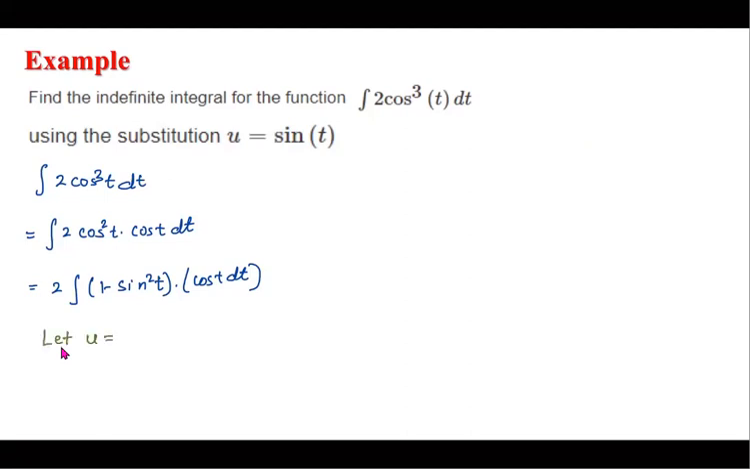Let u equal sine t. That means du over dx is equal to the derivative of sine, which is cosine t, or du will be equal to, if we multiply by dx, cosine t. We are differentiating with respect to t, so that's a dt: cosine t dt. So you can see cosine t dt, which is the second parenthesis, is a du. Okay, so let's do it here at the side.